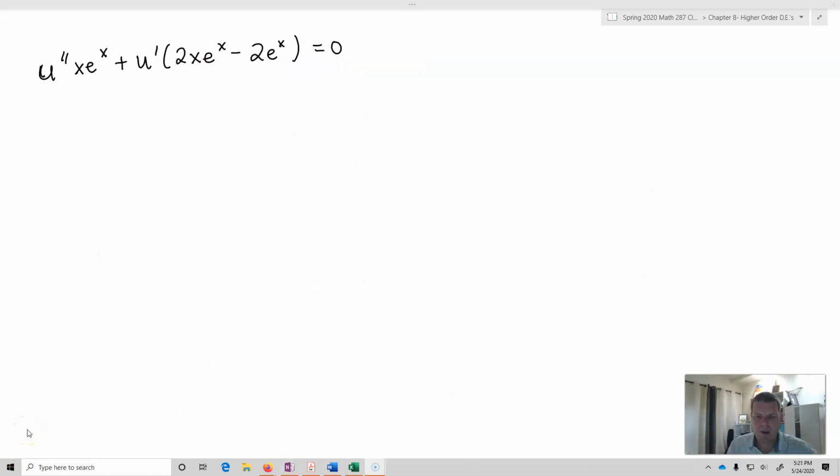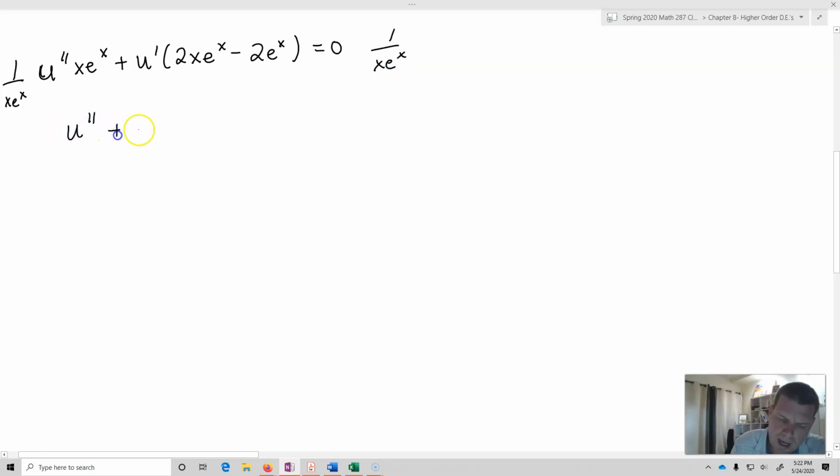So what we're left with is u double prime x e to the x plus u prime 2x e to the x minus 2 e to the x, and that equals 0. So I'm going to divide by x e to the x on both sides. The right-hand side is 0, that's easy. The left-hand side gives me u double prime plus u prime times (2 minus 2 over x), and that equals 0.